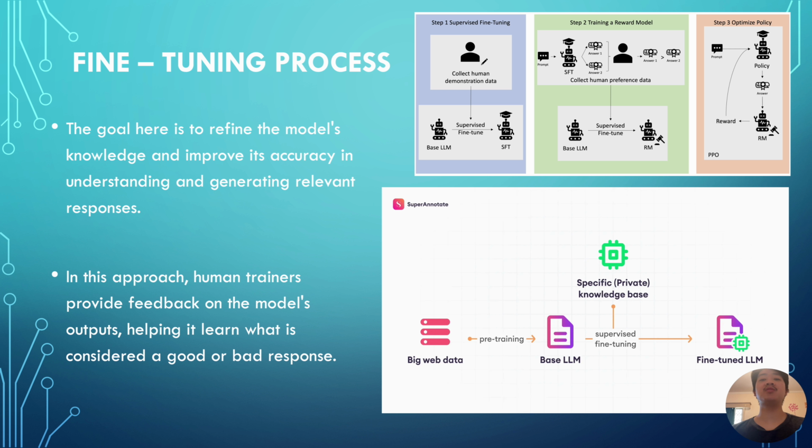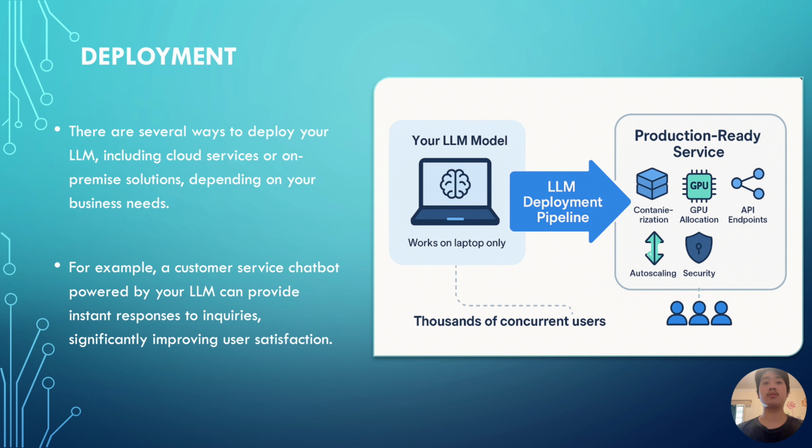Another effective method is reinforcement learning from human feedback, also known as RLHF. This is the secret sauce behind models like ChatGPT. So in this approach, human trainers provide feedback on the model's outputs, helping it learn what is considered a good or bad response. This iterative process is crucial for enhancing the model's performance, particularly in complex applications.